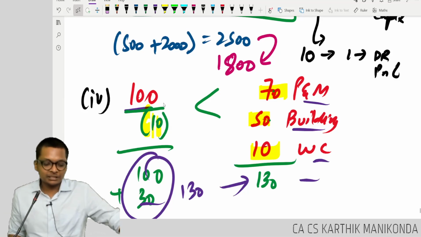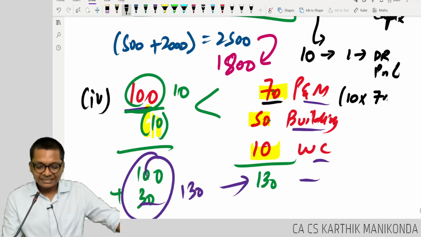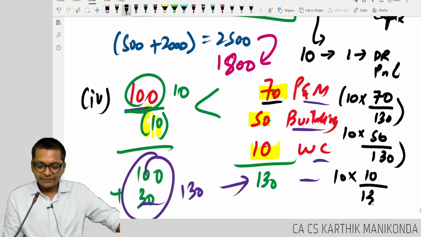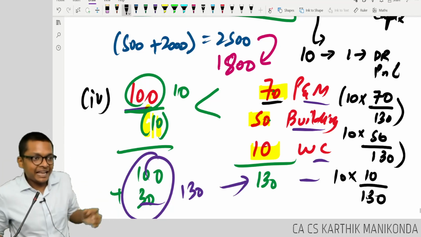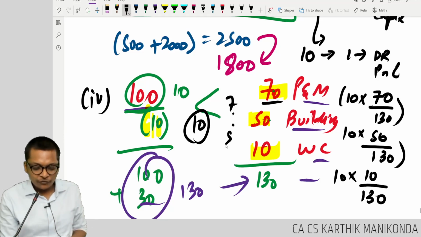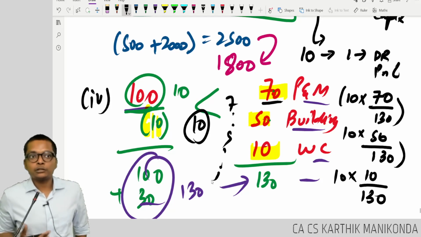So my loan is how much? 100. Interest is 10. I will do 10 into 70 divided by 130. 10 into 50 divided by 130. 10 into 10 divided by 130. Are you following, guys? I will split my 10 basically in the ratio of 7:5:1. Are you getting it, guys? Because question has not given any other data.